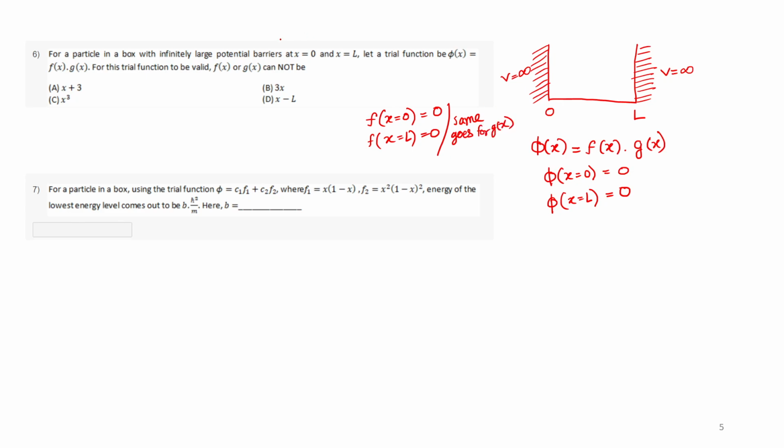So we'll see for 3x, x cube, when x is equal to 0, they are 0. So they are valid. Even for d, when x is equal to L, the function can become 0. But for x plus 3, at x is equal to 0, it is 3, and for x is equal to L, it is L plus 3. And L is a positive number, so it cannot be 0 anyway. So the correct answer is that f of x or g of x cannot be x plus 3. They can be any of the others.